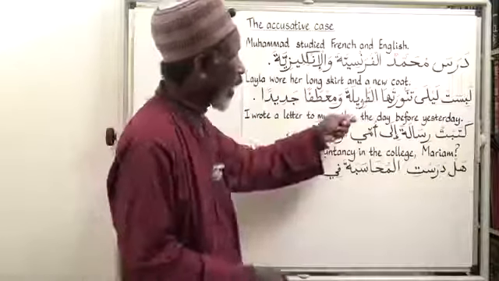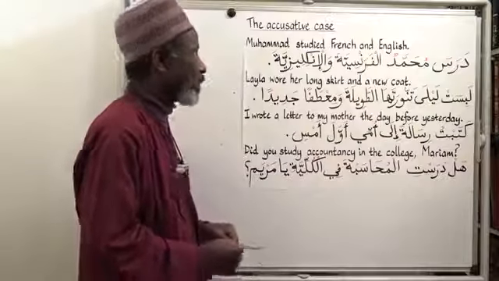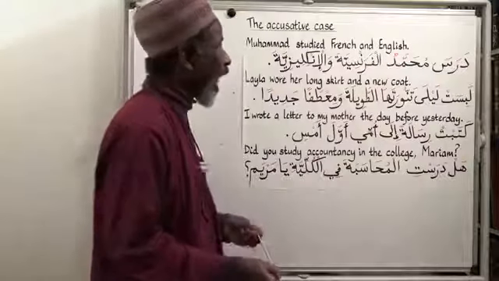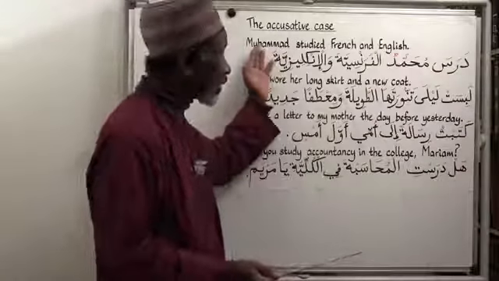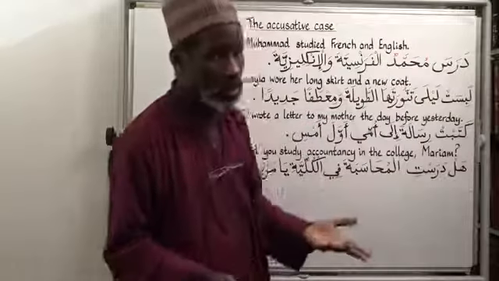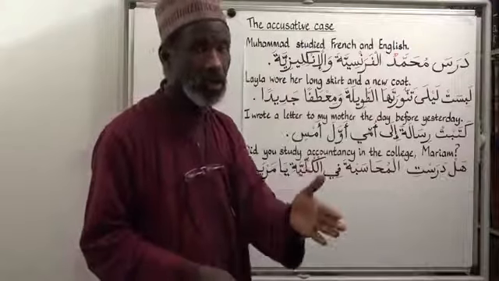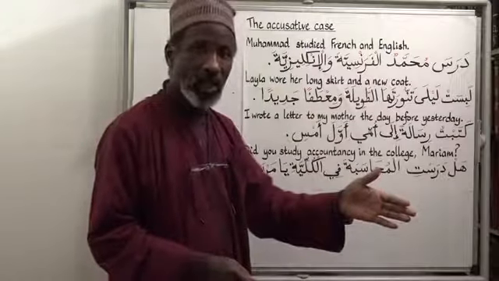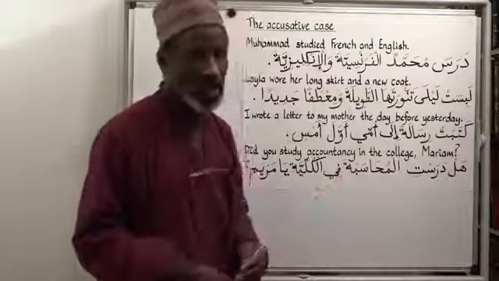So Darasa Muhammadun al-Faransiyata wal-Ingliziyata. Muhammad studied French and English. In English, you start with the subject. In Arabic, you start with the verb, followed by the subject. That's the normal order. Arabic is verb, the action word, subject, the doer, then object, the one receiving the action of the verb.